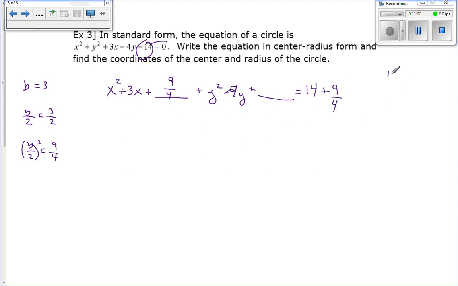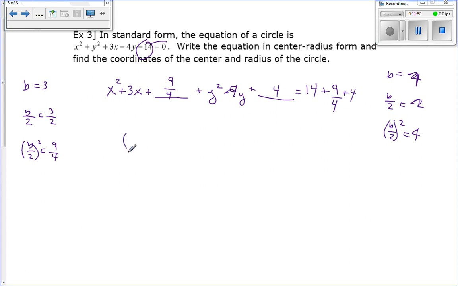For the y, b is negative 2. Half of b is negative 1. Half of b squared is 1. So I'm going to add, oh my goodness, I'm sorry, this should be 4. This would be negative 2, and this would be 4. So I'm going to add 4 and add 4.